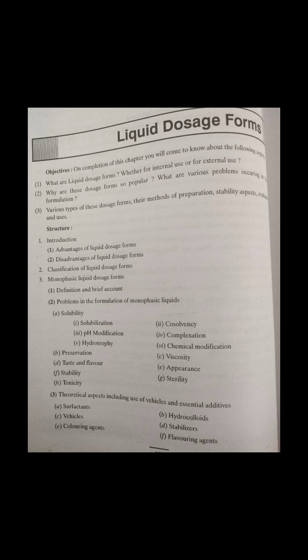Now, the biphasic liquid dosage forms can be of two types: emulsions and suspensions. Emulsions are liquid in liquid, and suspensions are solid in liquid. Emulsions, on the basis of route of use, are for oral use, for external use, and for parenteral use. And suspensions are for oral use, for external use, for ophthalmic use, and for parenteral use.